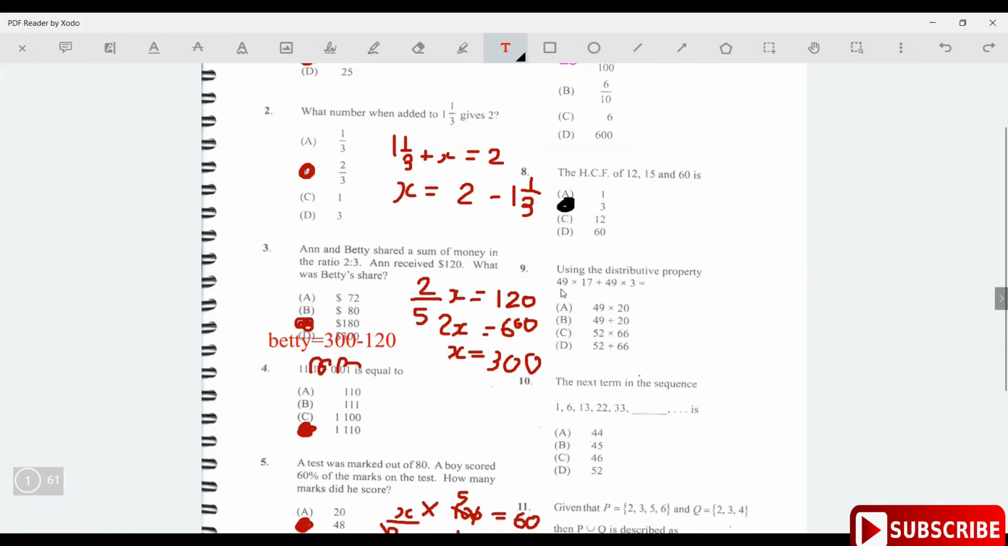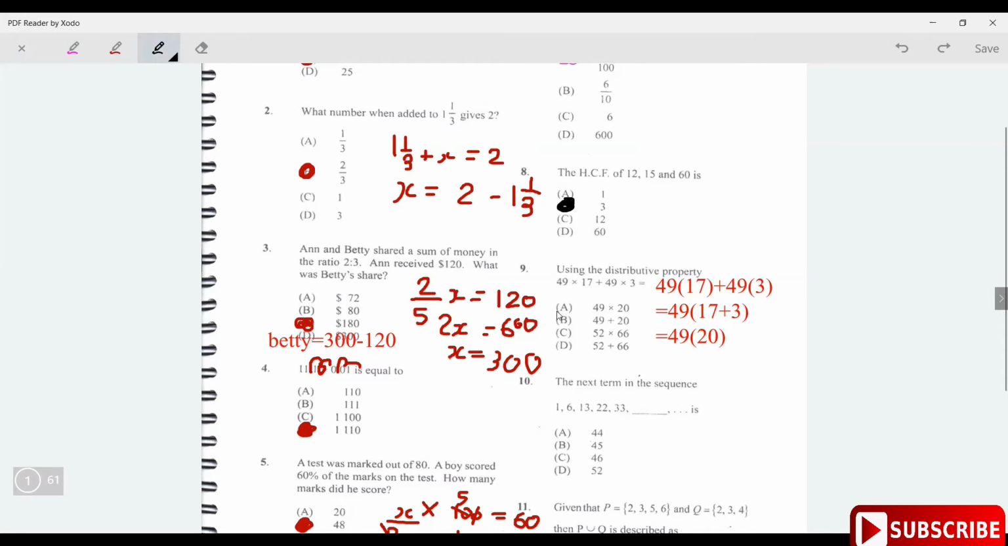Question 9. Using the distributive property, simplify the statement 49 times 17 plus 49 times 3. So now if we have 49 times 17, you can write it as 49 in bracket 17 plus 49 in bracket 3. So if we factor out 49, what we're left with inside this bracket is 17 plus 3. But 17 plus 3 is what? That is 20. So we get 49 times 20. 49 times 20 is option A. Easy question. Too easy. Soft.